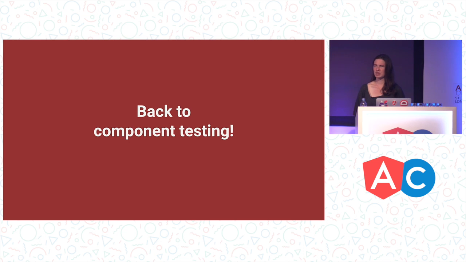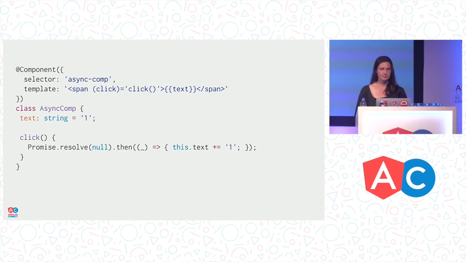All right, so enough of a side trip into async and zones, and let's get back to component testing. Let's apply this to an Angular 2 component. Say we have this simple little async component, and all it's got is a click handler and some text interpolation. When you call that click handler, it increments, but it increments asynchronously. So this could be a promise resolve, or waiting for an XHR, or a timeout.